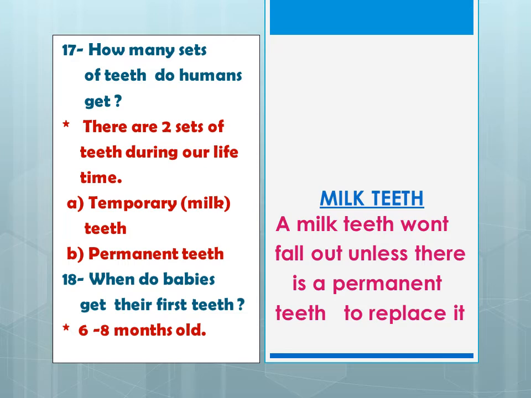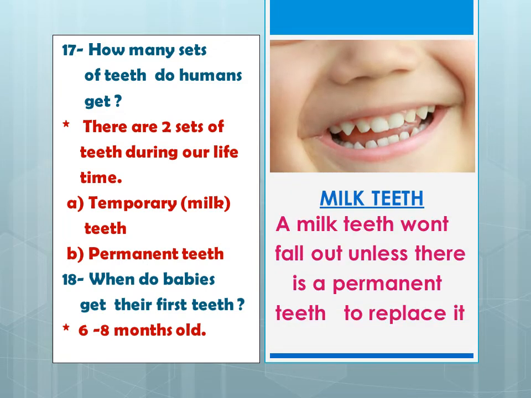How many sets of teeth do humans get? There are 2 sets of teeth during our lifetime. A. Temporary, that is milk teeth. B. Permanent teeth. When do babies get their first teeth? Around 6 to 8 months old.